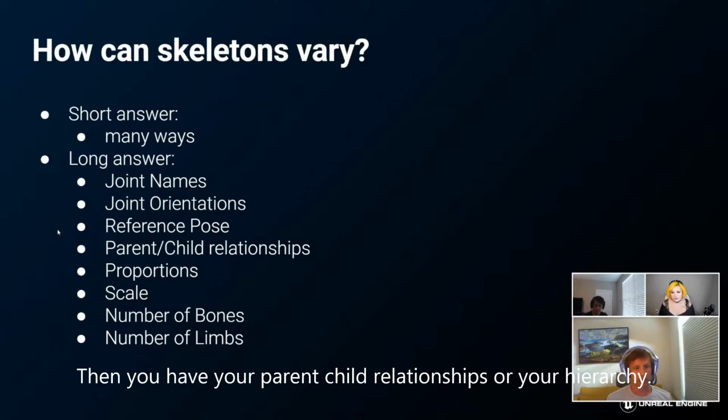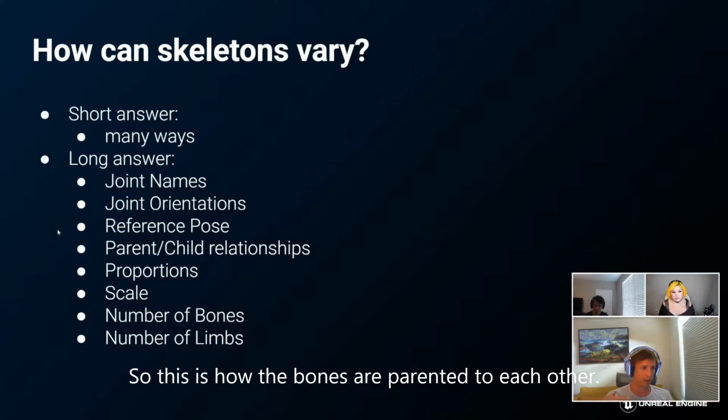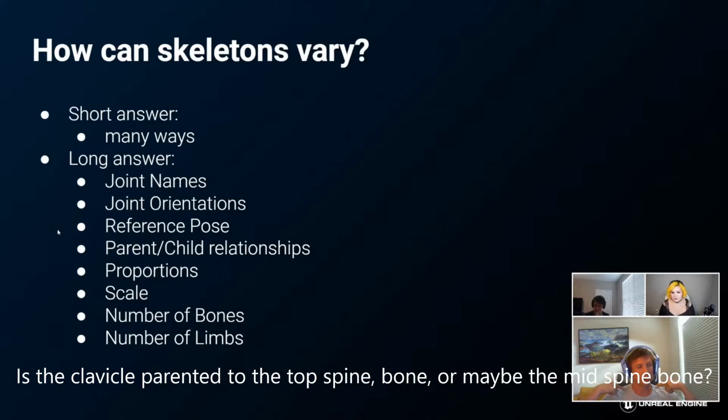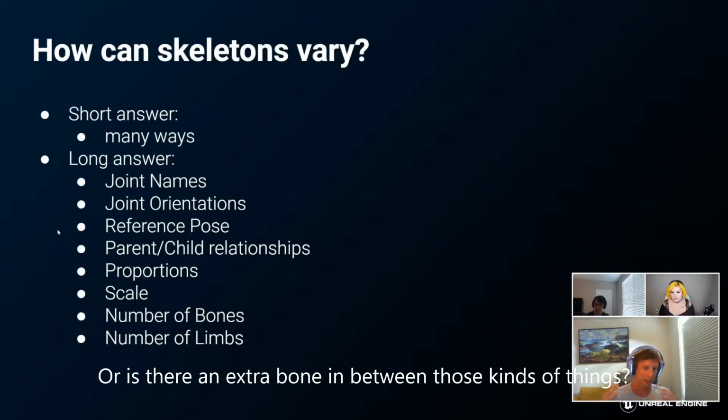Then you have your parent-child relationships, or your hierarchy. This is how the bones are parented to each other. Are your shoulders parented to a clavicle? Is the clavicle parented to the top spine bone or maybe the mid spine bone? Or is there an extra bone in between? Those kinds of things.